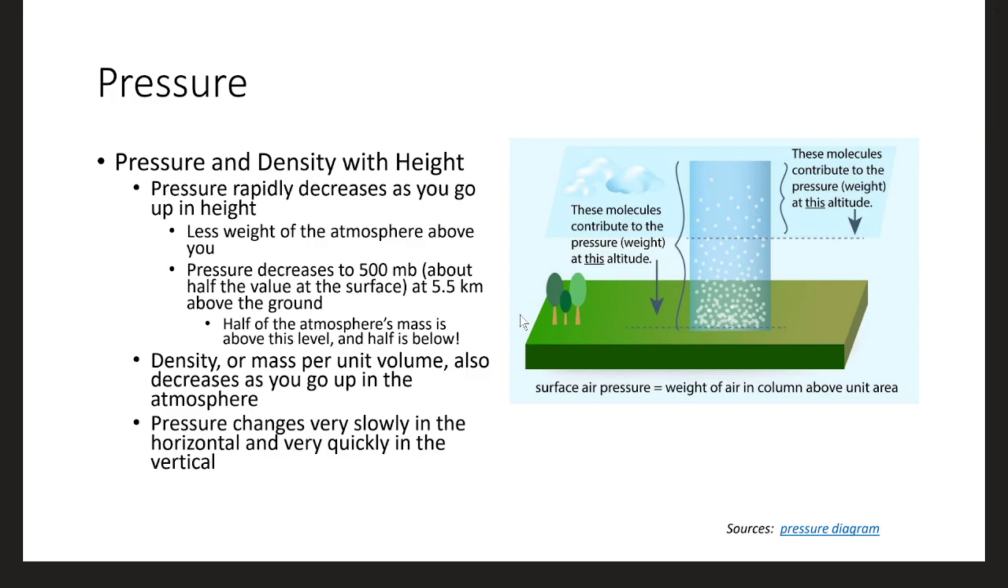When you get up to 500 millibars, you have half the atmosphere's mass above you and half of it below you. But it's nowhere near halfway up the atmosphere. It's just halfway up the mass of the atmosphere. So the majority of it's at the ground. And pressure changes very slowly in the horizontal. If you travel from Oklahoma across the country, the pressure is not going to change all that much. But if you go up, like if you were to hike up a mountain, the pressure would change very rapidly.